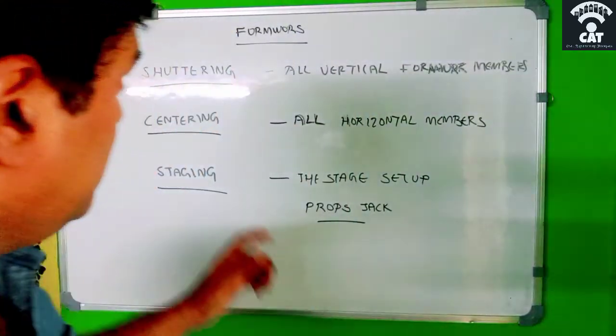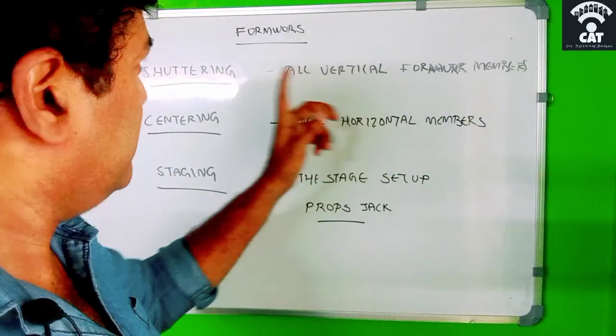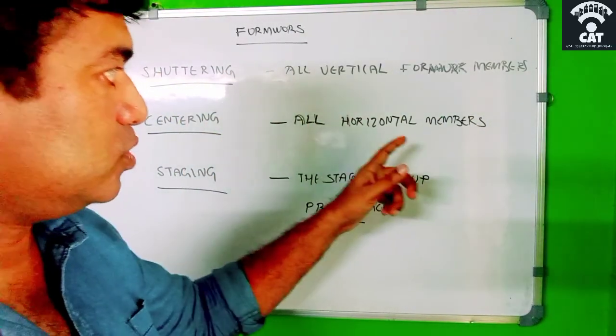So now I think you got the difference between shuttering and centering. Shuttering is for the vertical member. All vertical formwork members are called shuttering. Centering is all horizontal members.